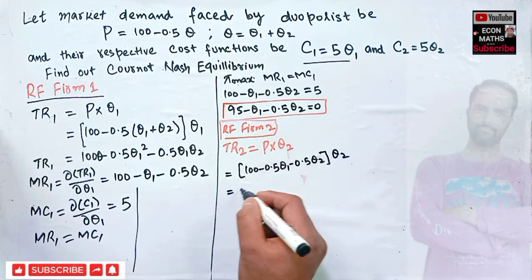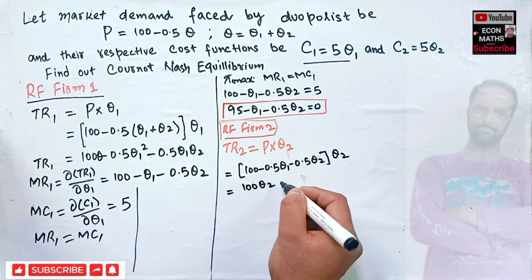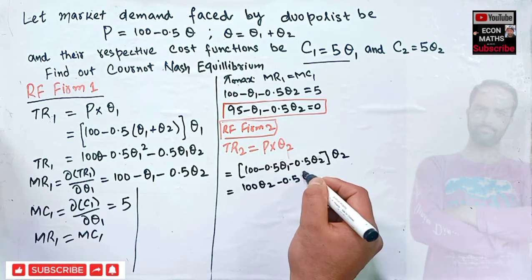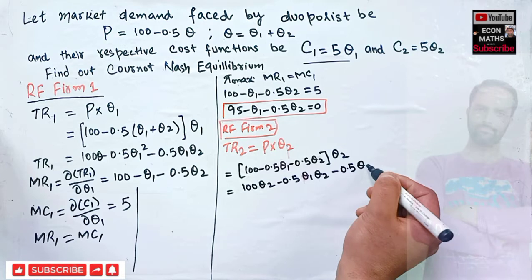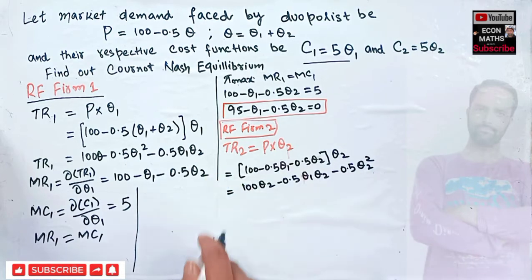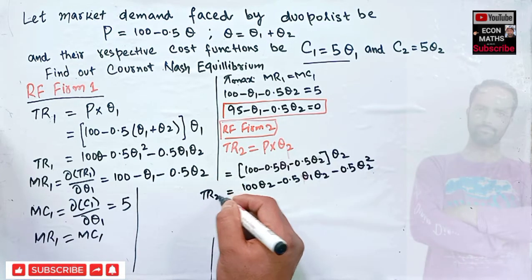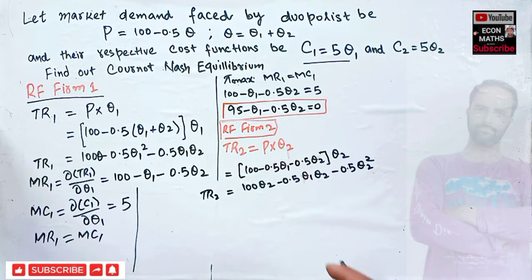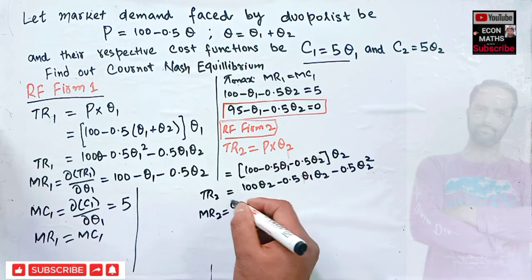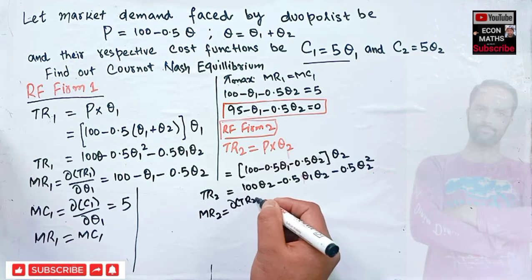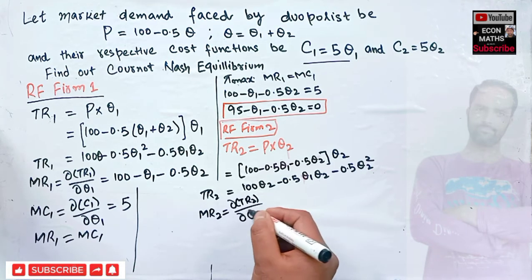Okay, so this comes out to be 100 q2 minus 0.5 q1 q2 minus 0.5 q2 square. This is our total revenue for firm 2. Now we need to find out the marginal revenue for firm 2, simply the partial derivative of the total revenue function of firm 2 with respect to q2.